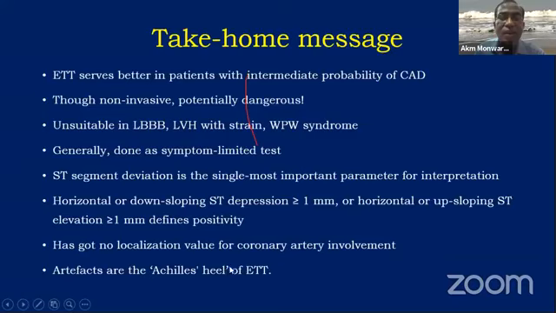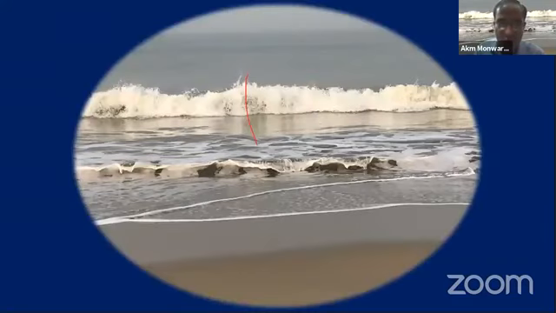Artifacts are the Achilles heel of ETT. So you have to be knowledgeable and judicious whenever you are performing and interpreting ETT. And then in those cases, ETT can guide you much in your clinical life. With this, thank you very much for your patient hearing.